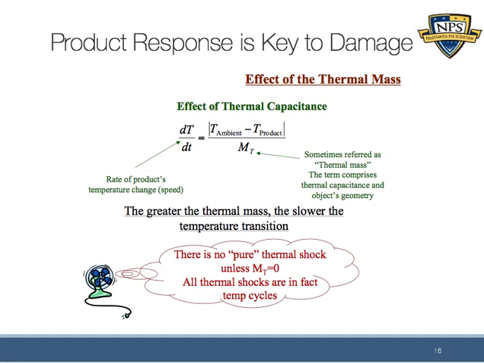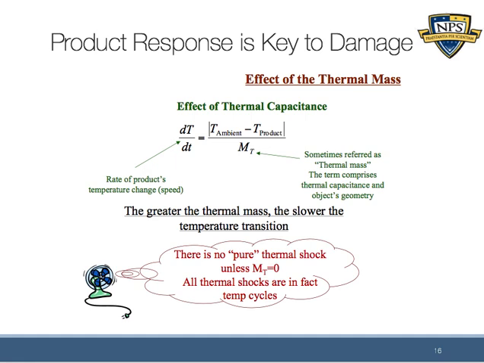Which is known as the thermal mass. And this value is not actually a mass. It's essentially a specific heat. It's an ability to take on heat. And so the greater the thermal mass, the slower the temperature transition. So it's analogous to physical items and things like position, speed, acceleration, and so on.